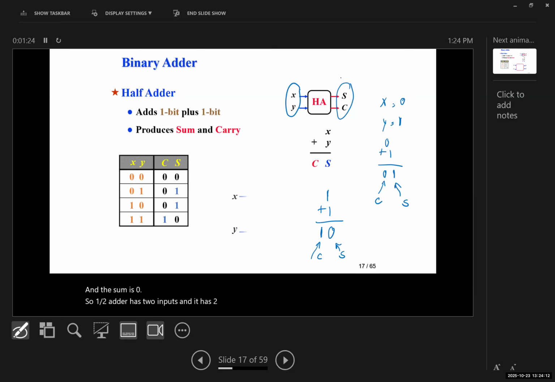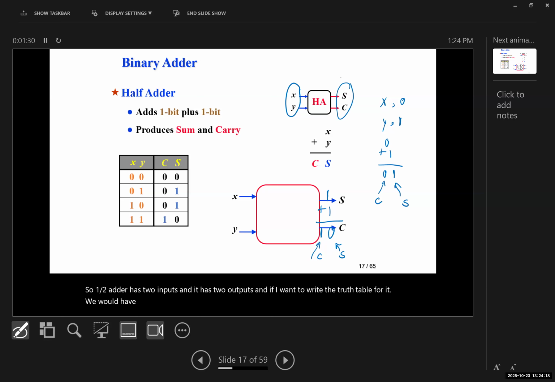And if I want to write the truth table for it, we would have 4 possible outputs. X, Y is 0, 0. Then the sum and the carry would be 0. If X, Y is 0, 1, the sum would be 1 and the carry would be 0. If X, Y is equal to 1, 0, again, the sum would be 1 and the carry would be 0. And if X, Y is 1, 1, the carry would be 1 and the sum would be 0.